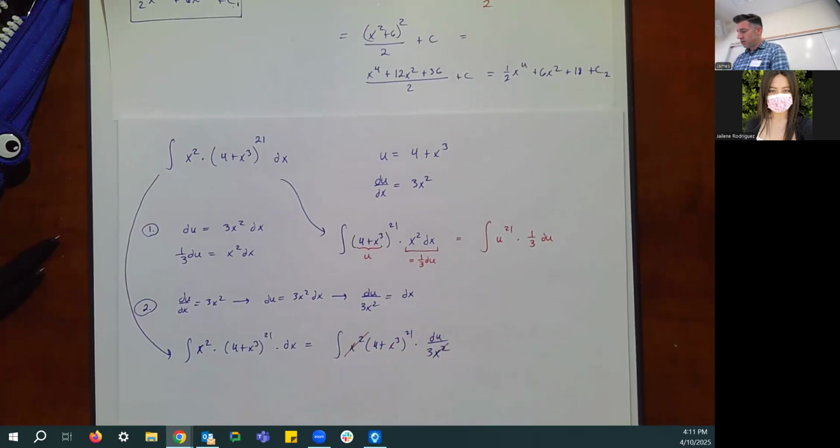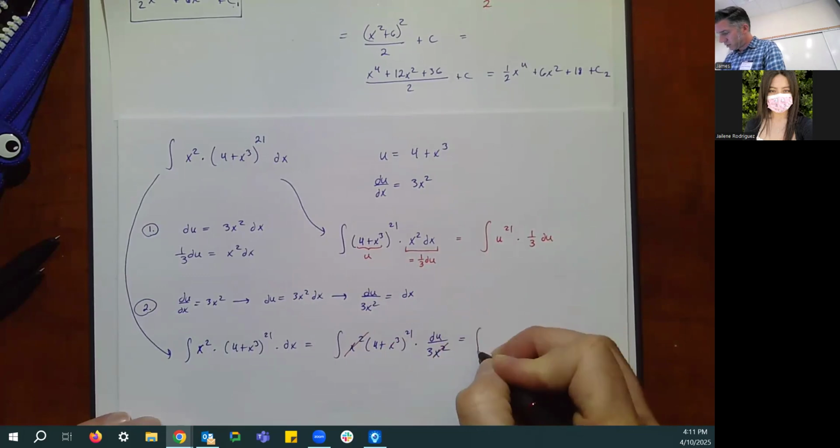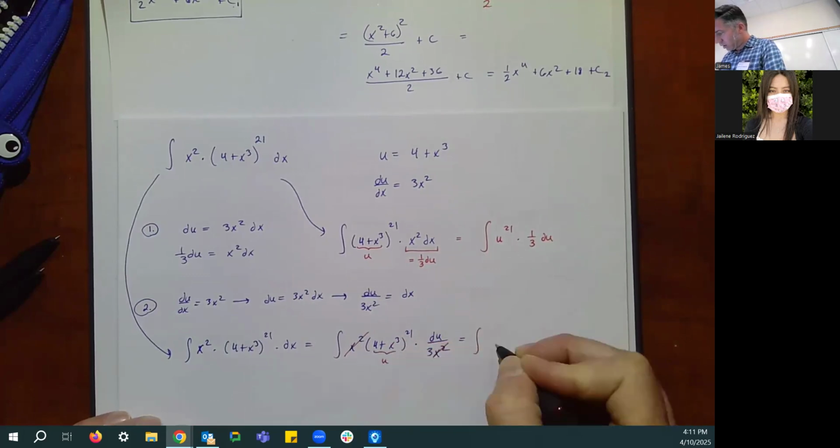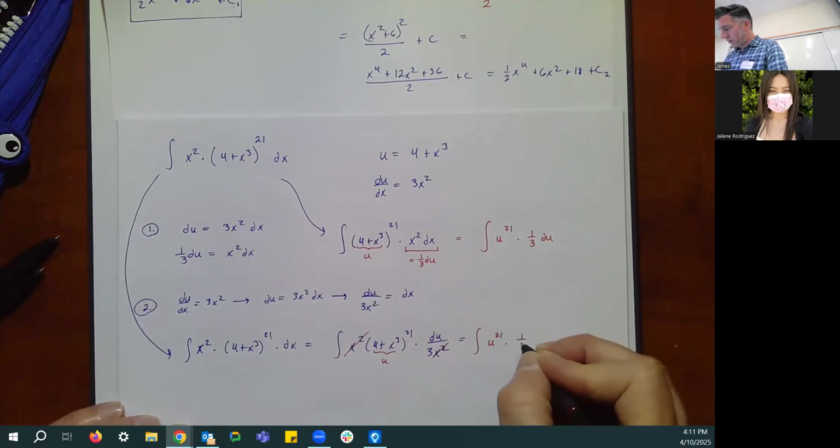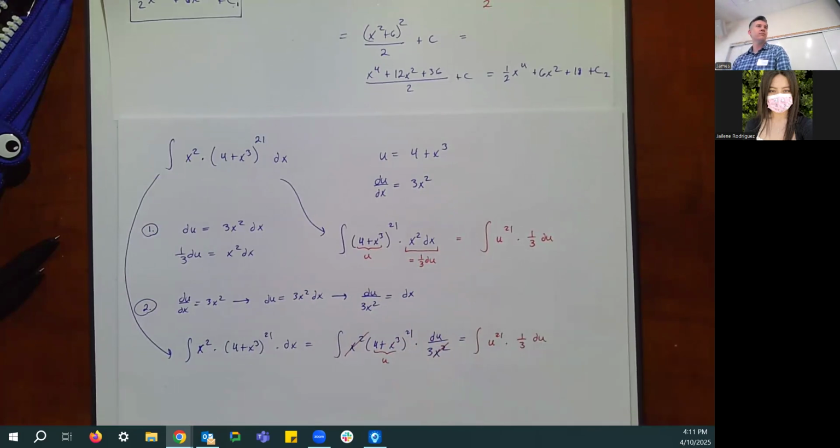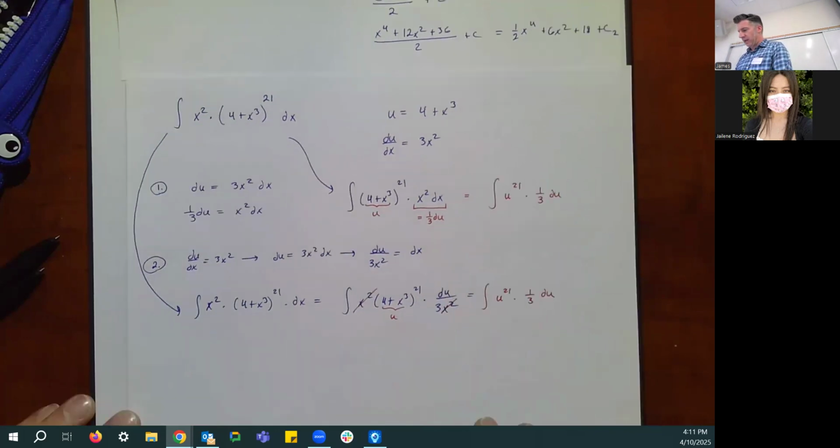So then this 4 plus x cubed is going to be my u. And look, I've got the same thing. I've got the integral of u to the 21st times du divided by 3, or 1/3 times du. The last one I'm going to show you, some people like, most people don't.